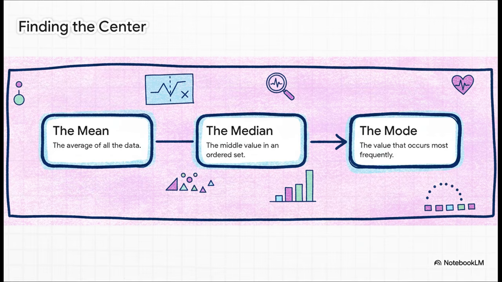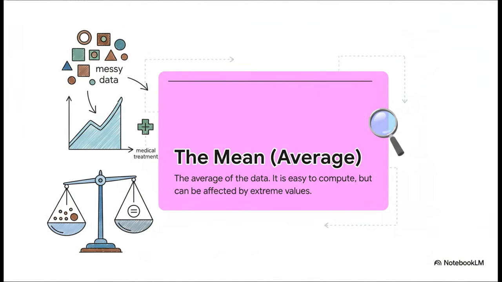We want to find the center, or the most typical value, and biostatisticians have three main ways to do this: the mean, the median, and the mode. First up is the mean. You probably know this one as the good old average. You just add everything up and divide by how many things you have.